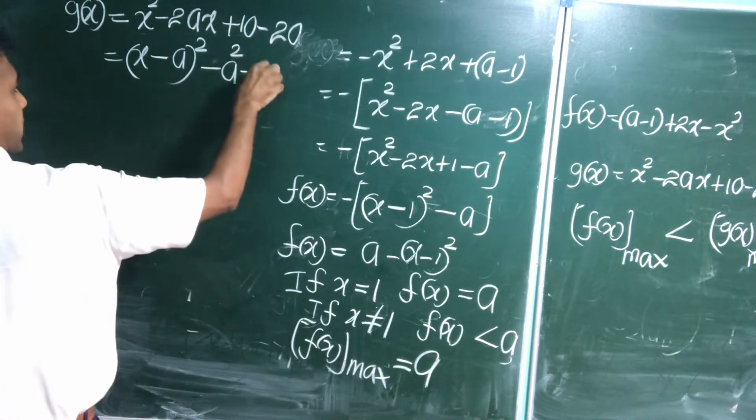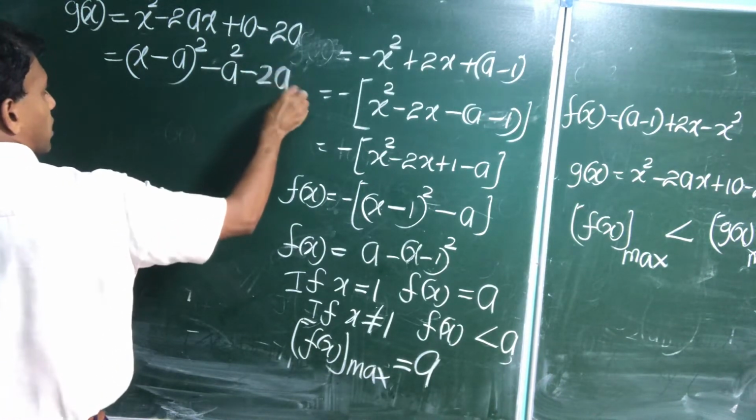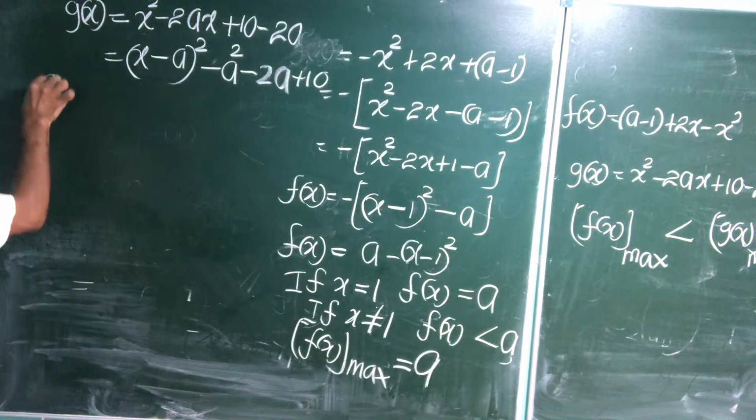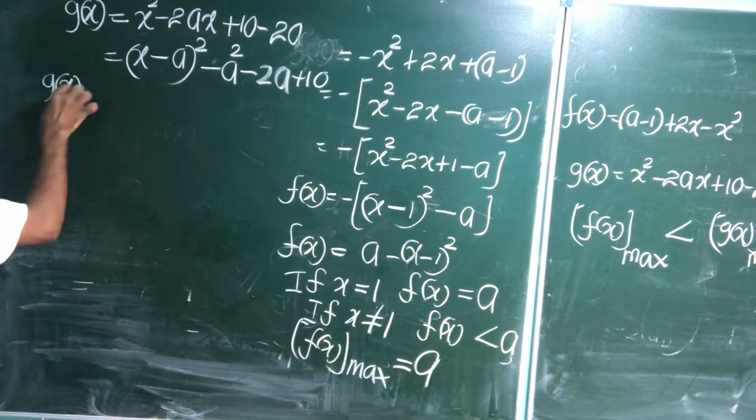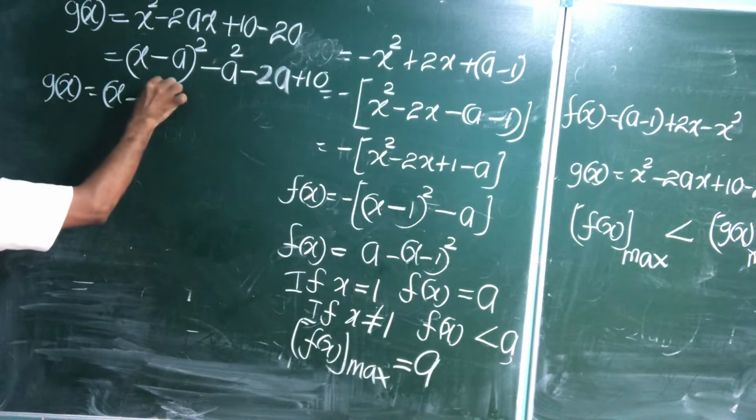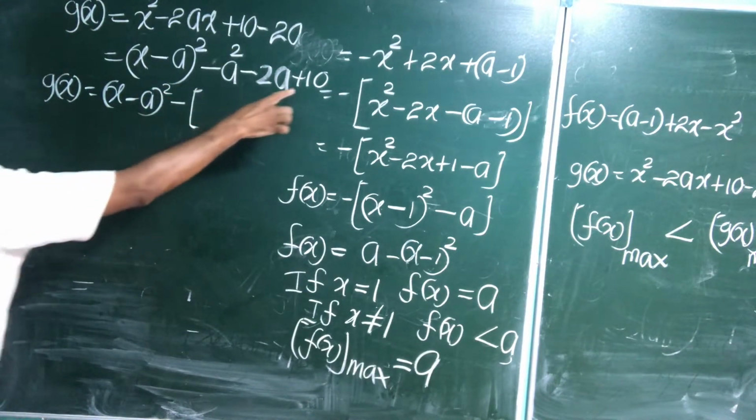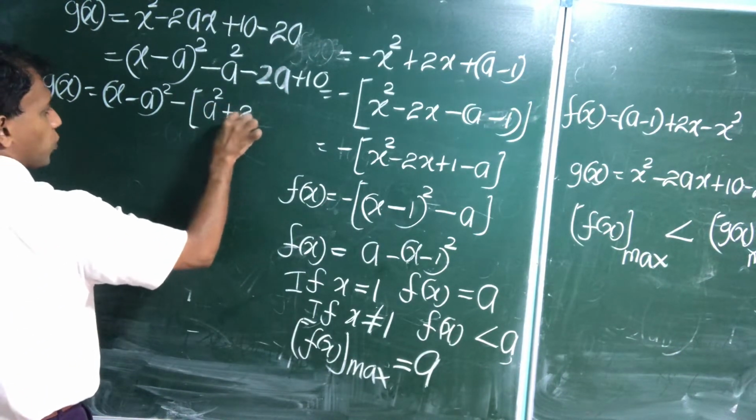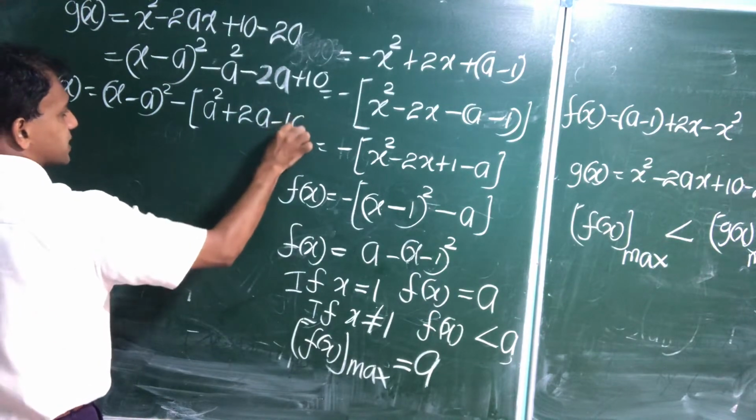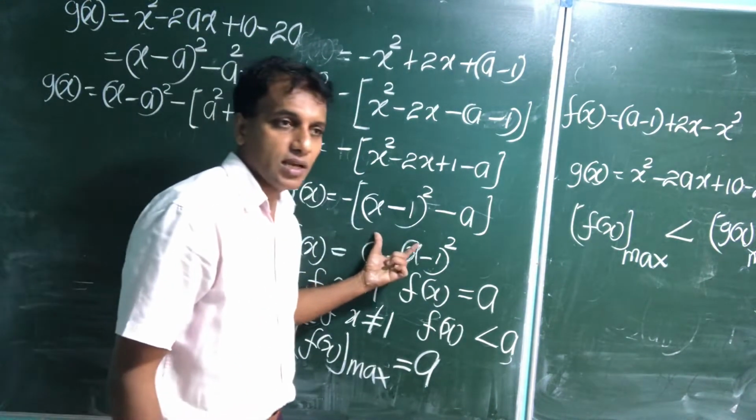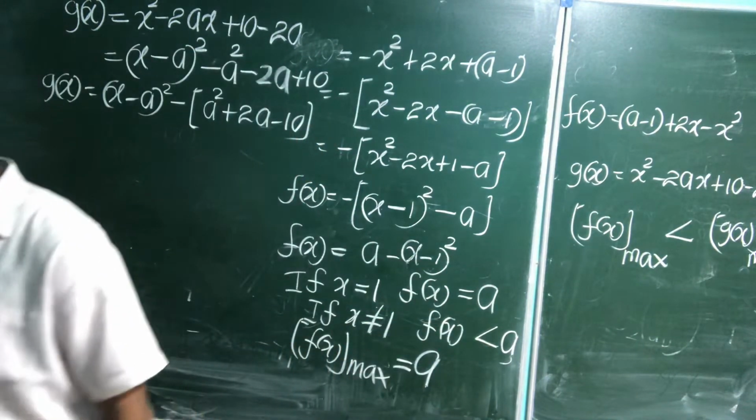And can I write minus 2a and plus 10, right? Otherwise, g(x) equals minus (x minus a) all squared. Can I take a minus out? Take the minus out: a squared plus 2a minus 10, right? See here how this is f(x), and here how that is g(x).